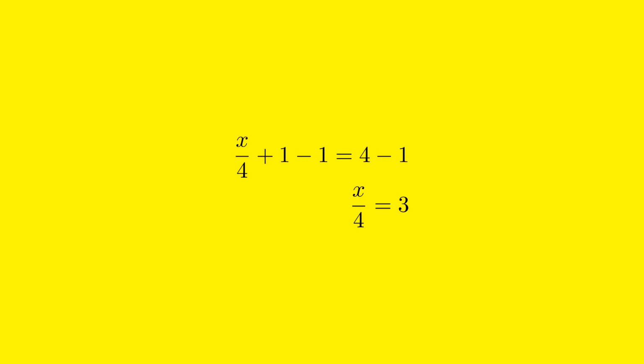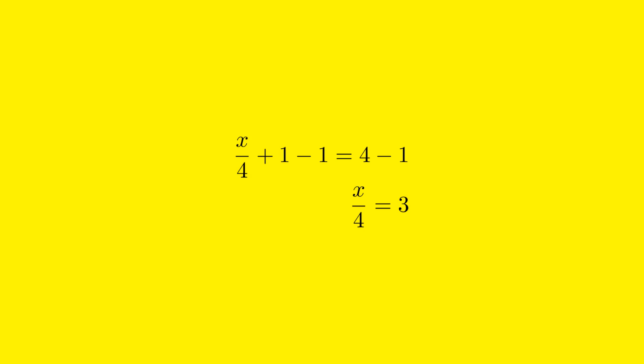To solve for the variable in the equation x divided by 4 plus 1 equals 4, we start by focusing on isolating x. First, notice that x divided by 4 plus 1 is equal to 4. This means we need to get rid of the plus 1 on the left side to isolate x divided by 4. To do this, we subtract 1 from both sides of the equation to maintain balance, since subtracting the same number from both sides keeps the equation true.